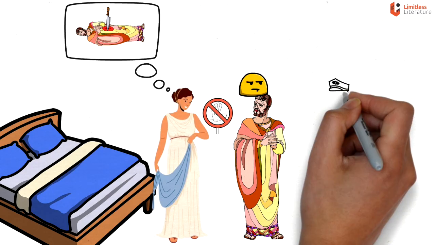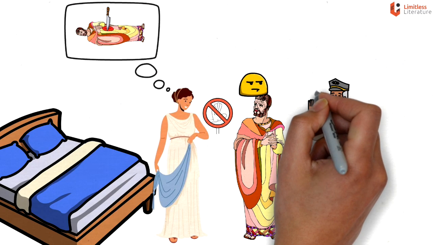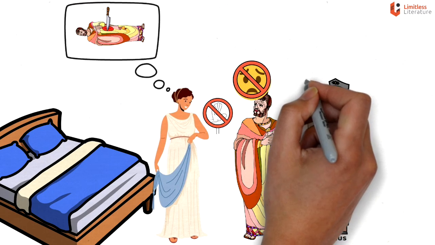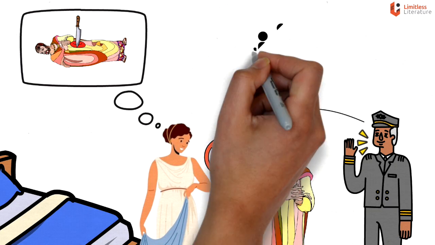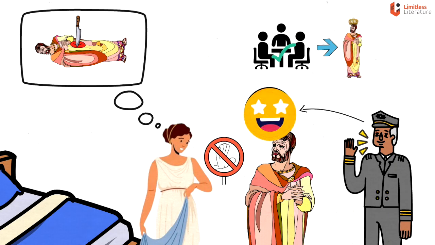Another character appears in the play named Decius. He said to Caesar that there is nothing to worry about in Calpurnia's dream. In the meeting, all the members are going to make him the king of Rome, and the crown of Rome will be bestowed on his head. So, on listening to this, Julius Caesar got excited and he left for the Senate meeting.